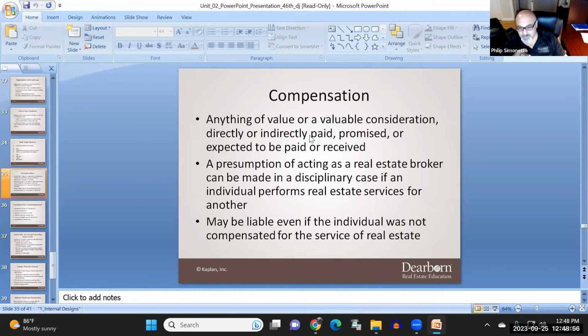So the presumption of acting as a real estate broker can be made, and you may be liable even if the individual was not compensated for the services of real estate. So if you help your neighbor sell his house and you didn't make even $1, and let's say the deal went wrong and they made a complaint and filed a lawsuit and they say you talked to them about it, guess what? Not a good place to be at.